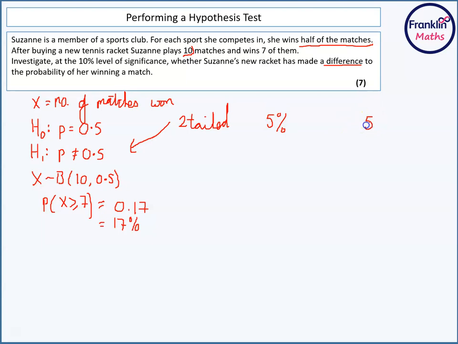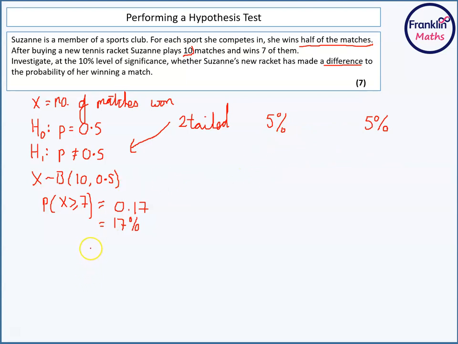So this will make more sense when you look at the next video, which is on critical regions. So if you've got a two-tailed test, you're comparing the 17% against the 5%. You split the significance level into 2, and this will make a lot more sense when you come into normal as well, because you can actually see it.